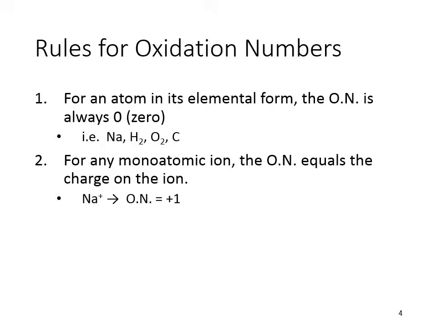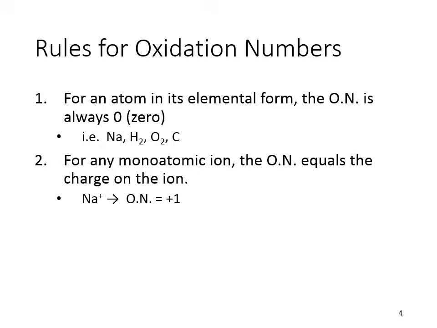So for the examples I've got here, it could be a simple atom like a sodium atom or a carbon atom. It could be some sort of molecular form of an element such as H2, hydrogen, or O2, oxygen. If all you see is the symbol of one element and you see no charges, then the assumption is every atom in that formula has an oxidation number of 0.